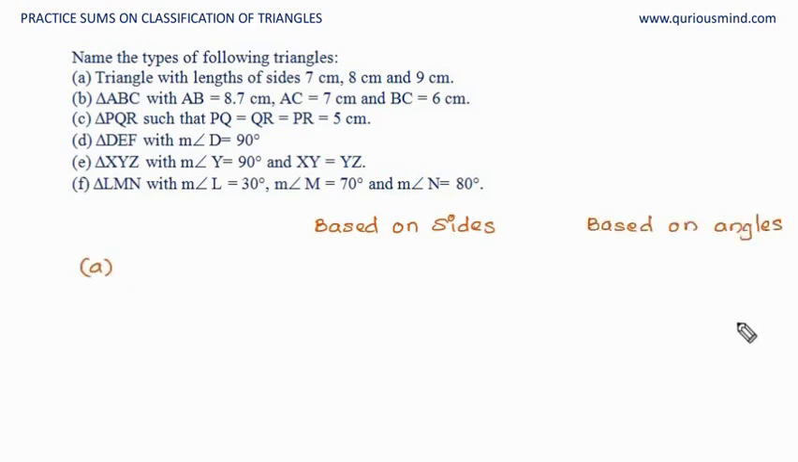Let's start with A. The first one has sides 7, 8 and 9 centimeter, different measurements of sides, which means it is a scalene triangle. Now let's look at the next one. Can we make out what type of triangle it is based on angles from the given information? No, we cannot say that.